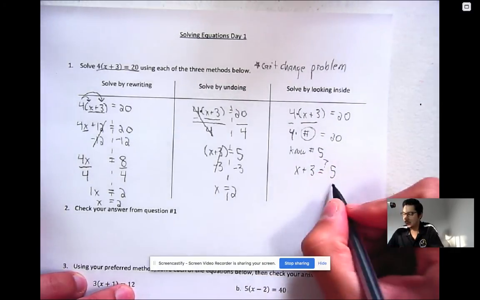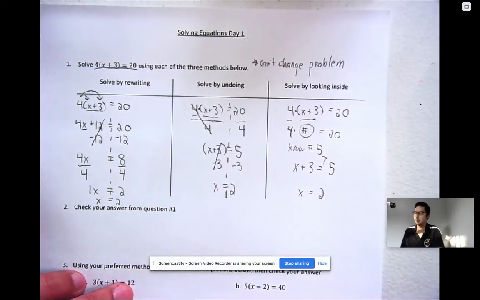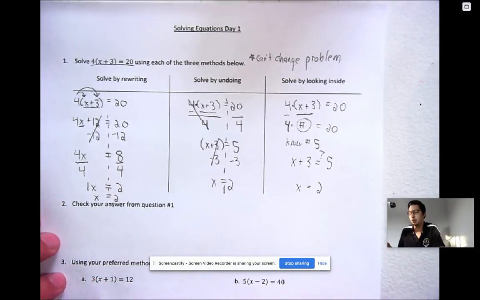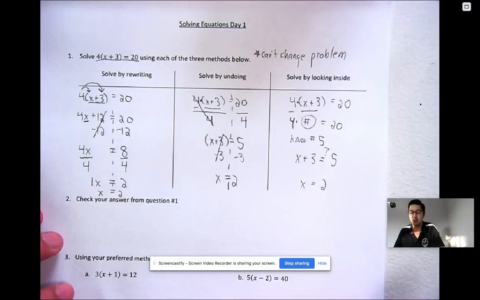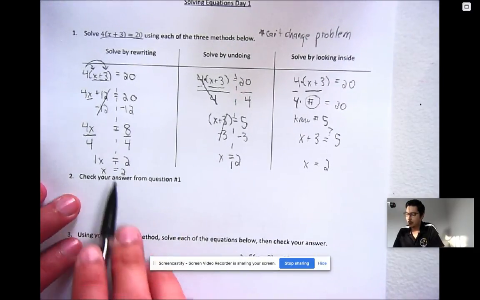Or you can minus 3 to both sides, and what you get is 2, which is the same thing we got. So 3 different ways of solving these. Each is valuable on their own. More times than not, you might be using all 3 different ones at different times, and you just don't even know it. To check your answer here, remember we just plug it back in.